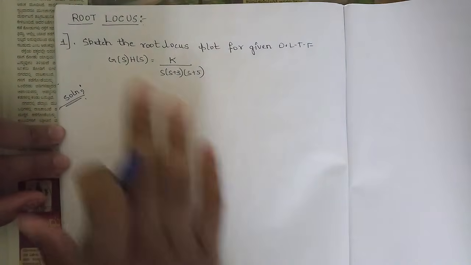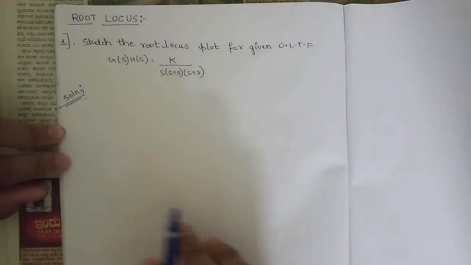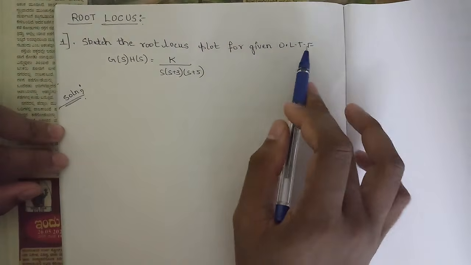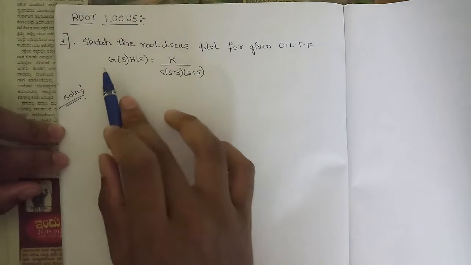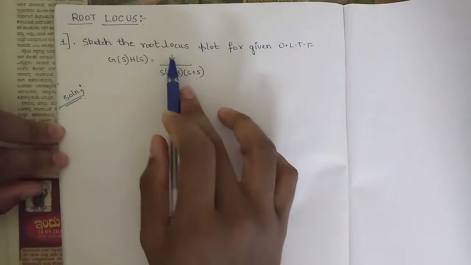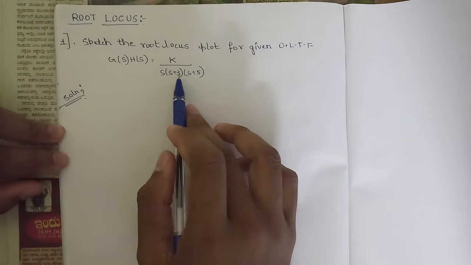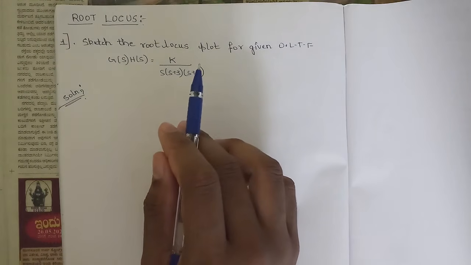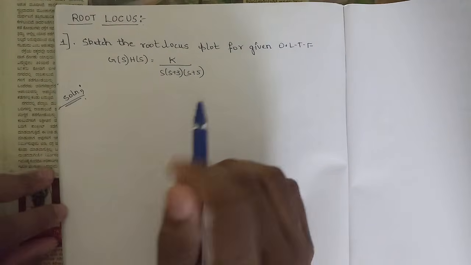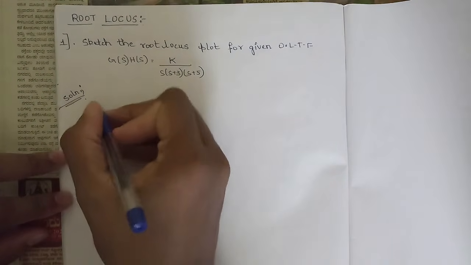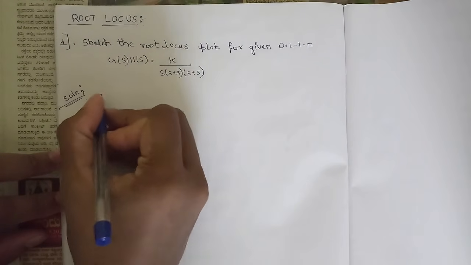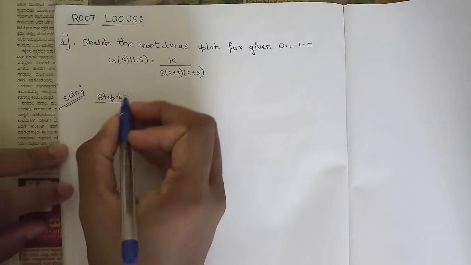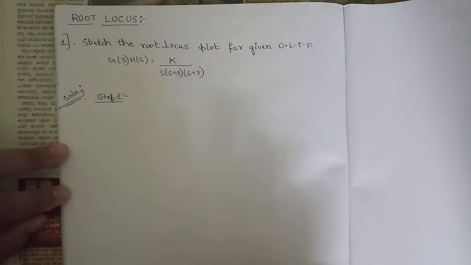So this is the first problem of this root locus: sketch the root locus plot for the given open loop transfer function, given as G(s)H(s) = K / (s(s+3)(s+5)). Now we need to go step by step through the rules of construction. In accordance with that, let's first see what step 1 is. Step 1 is we need to calculate the number of root loci, right?